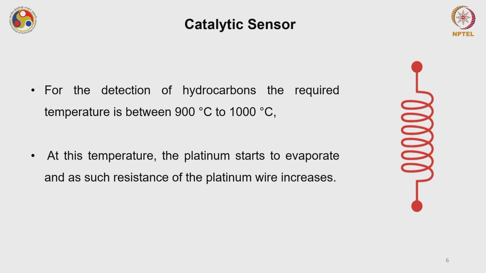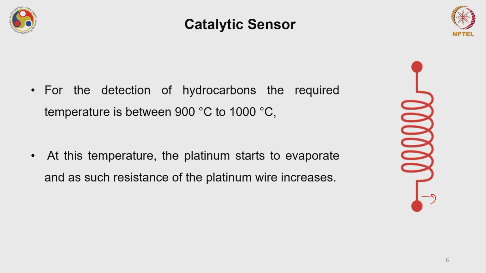If you are subjecting this coil to some external heat, attaining 900 degrees Celsius to 1000 degrees Celsius is very difficult. At this temperature, the platinum starts to even evaporate, and as such the resistance of the platinum wire increases. You know that these metallic wires have a positive temperature coefficient, right? So its resistance increases with the rise of temperature.